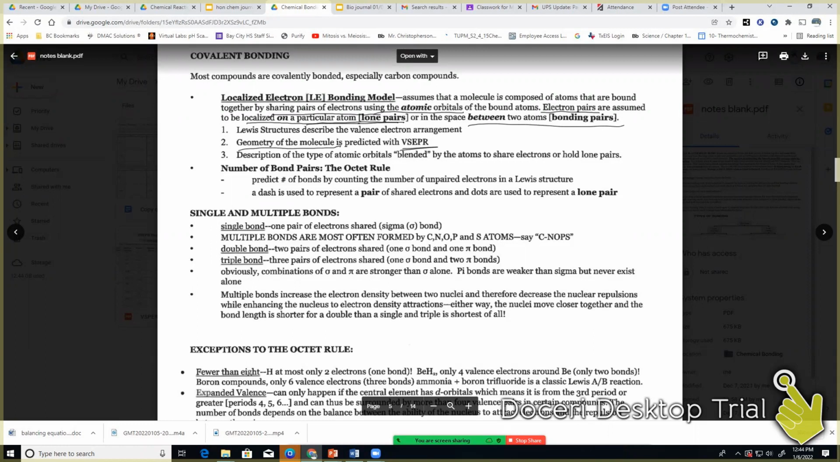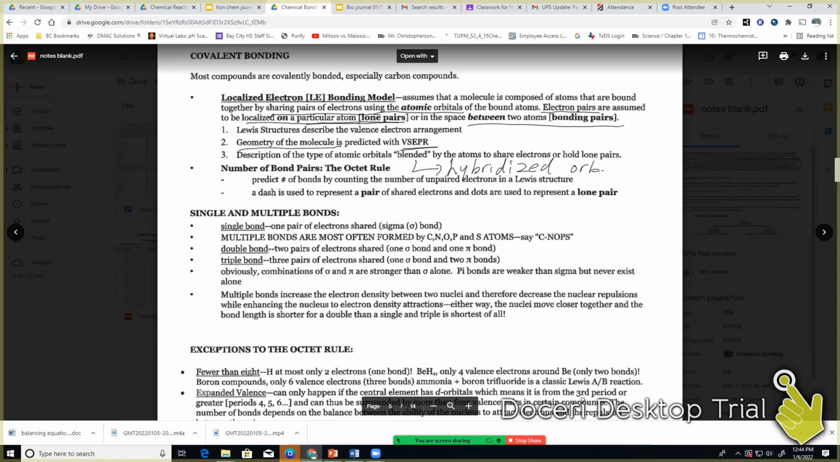And then there's the description of the type of atomic orbitals blended by the atoms where the electrons are shared. That's something we really did not cover. That's hybridized orbitals. That'll be another little step that we'll add as we start using that chart. I don't think we're going to get to it today, but the quiz probably won't take very long tomorrow, and then we'll start using that other little chart I gave y'all.